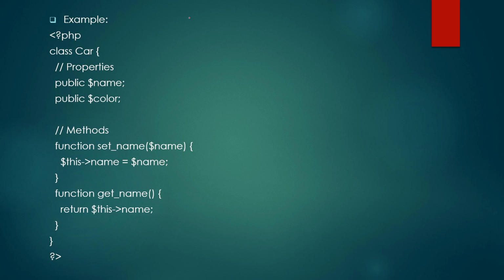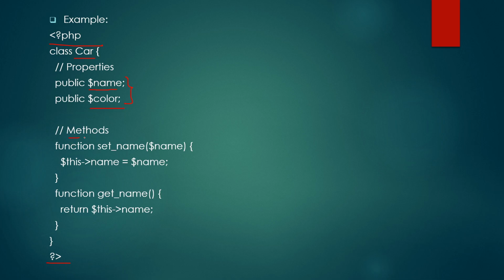Here I have one example. First we have PHP tags, opening and closing PHP tags, and inside this I have created a class called Car. Now a car can have multiple properties, but just to keep it simple, I have taken two properties, name and color.